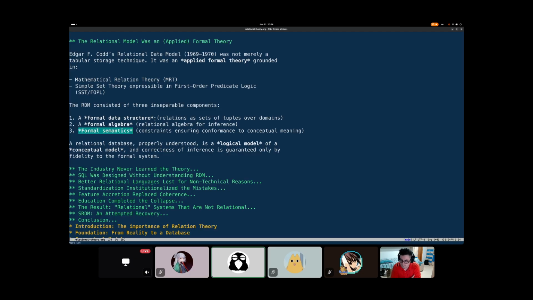And in that case, a relational database is a logical model of a conceptual model, and correctness of inference is guaranteed only by fidelity to that formal system. So I think a good way to see it is to think about this.